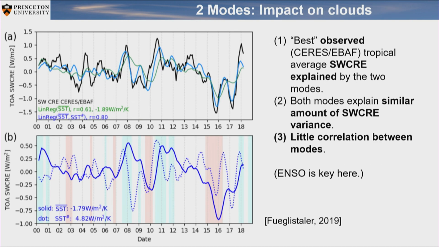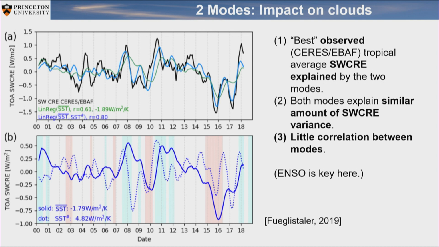So why is that relevant? For example, we can look at shortwave cloud radiative effect again. In a nutshell, the black line here is the CERES EBAF data. The green and the blue lines are regressions that I do against the average surface temperature, and a multiple linear regression where I also take an indicator of how even my SSTs are. I call that here SST sharp, or we've used different metrics. In the end, they're all very highly correlated.